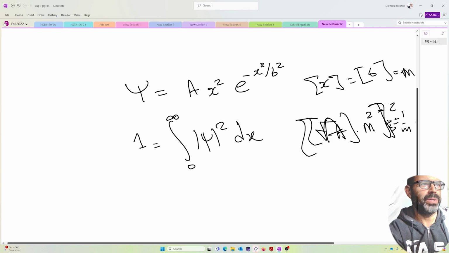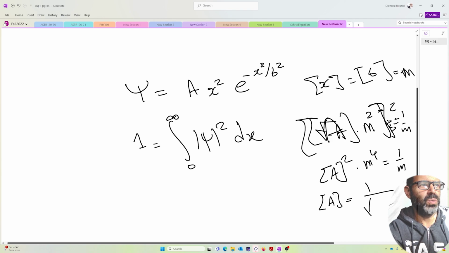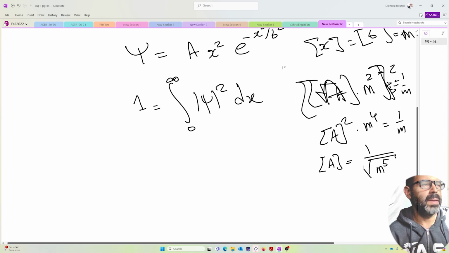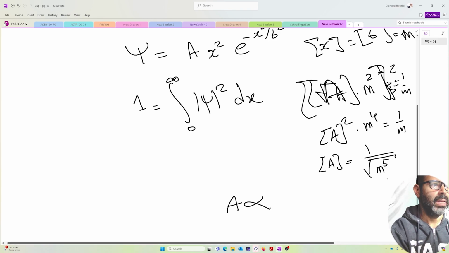Obviously, you move the meter in here correctly, and you do the dimensions: a squared times meter to the power 4 must be equal to 1 over meter, and a itself must be of the order of 1 over square root of meter to the power 5. From the get-go, we see that since b is carrying the dimensions of the entire problem, I should see a b to the power 5 in the denominator in the expression form. So without doing anything, I know that a is proportional to 1 over the square root of b to the power 5, just to make the dimensions work.